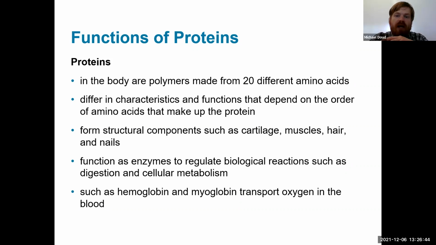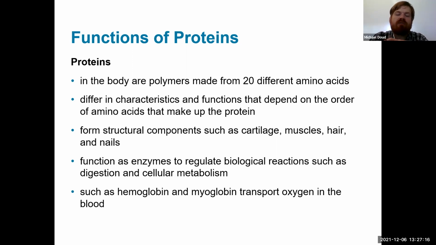Now, proteins have a wide variety of functions. So there's structural proteins like cartilage, muscles, hair, and nails. Those are all parts of your body that need a particular structure to give shape to the body. But there's also enzymatic proteins that function as a way to catalyze biological reactions. So in other words, they make the reactions occur at body temperature and very specifically, and they're extremely important. We'll talk more about those in the next lecture.